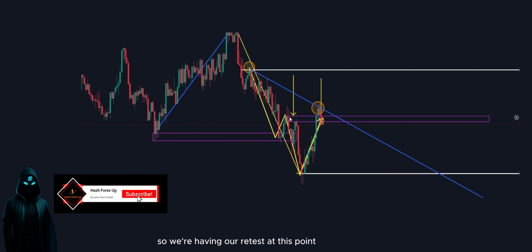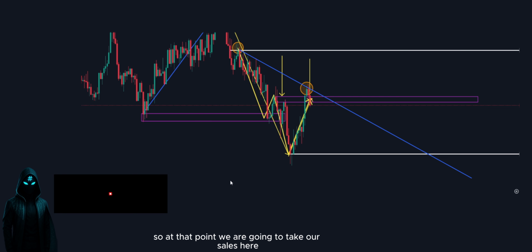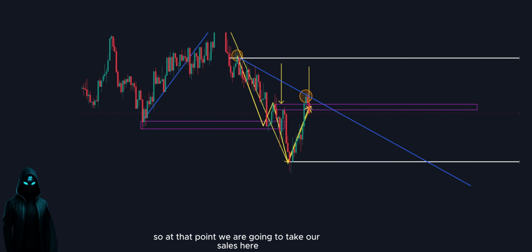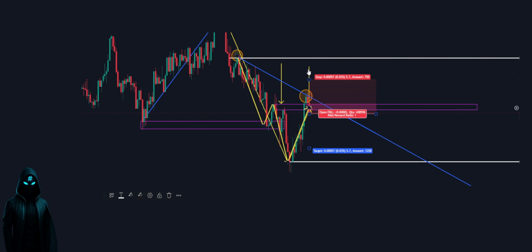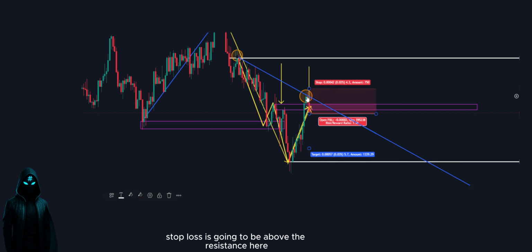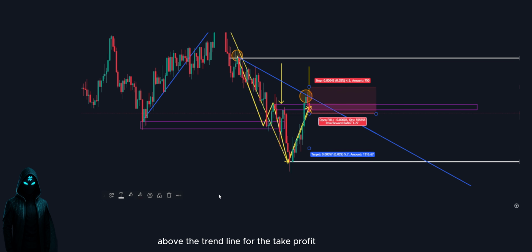So we are having our retest at this point. This is our area of confluence. So at that point, we are going to take our sales here. Stop loss is going to be above the resistance here, above the trend line.